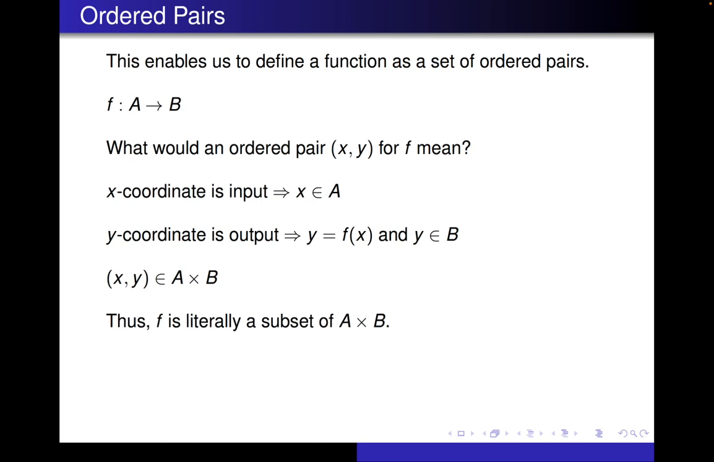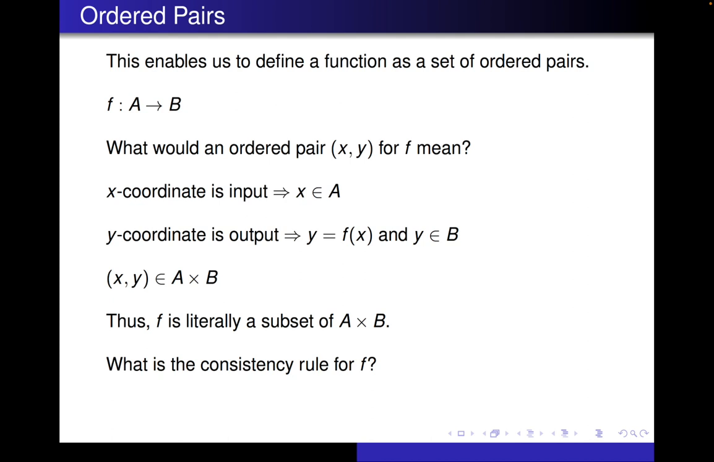So we can literally think of f as being a subset of A cross B, which makes it much nicer to precisely define what a function is. A function is literally a subset of the Cartesian product between the domain and the codomain of the function.